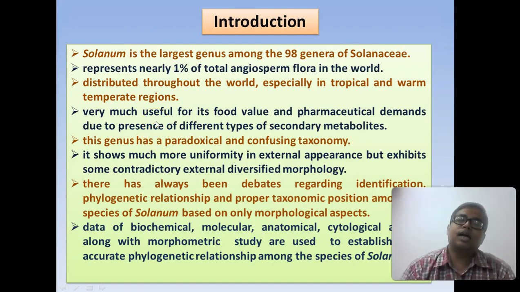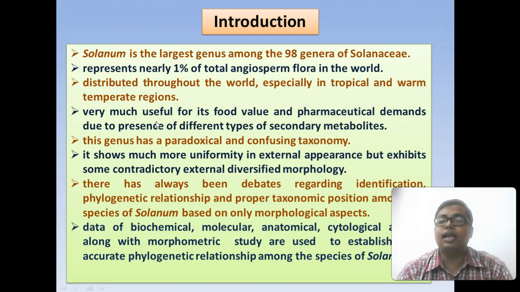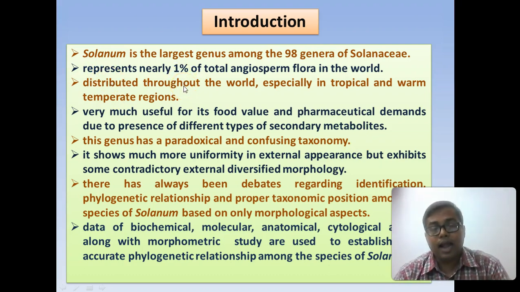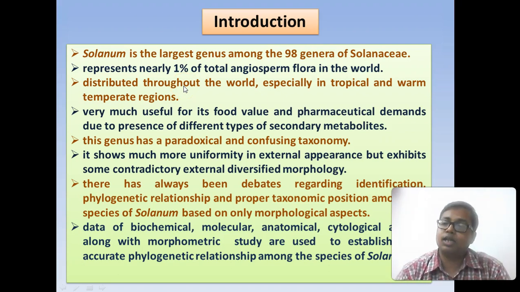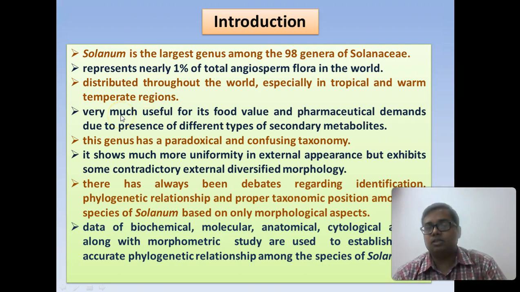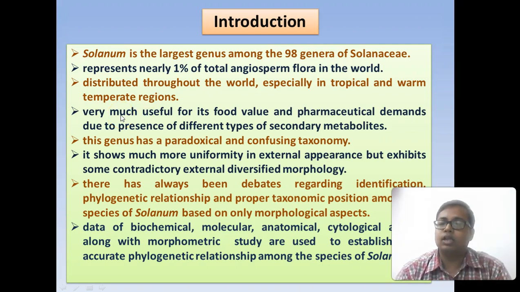So Solanum is the largest genus among the 98 genera of Solanaceae family, which represents nearly 1% of the total angiosperm flora in the world, and that is distributed throughout the world, especially in tropical and warm temperate region. This genus is very much useful for its food value and pharmaceutical demands due to presence of different types of secondary metabolites.